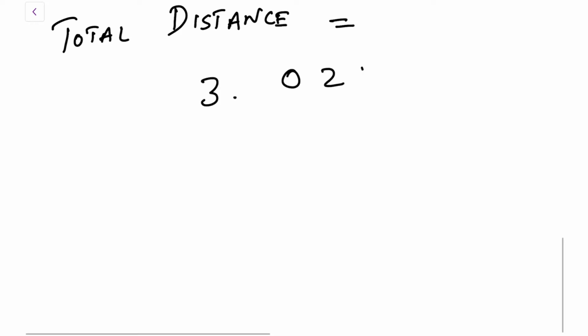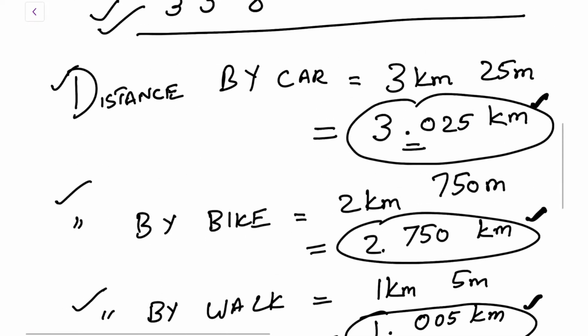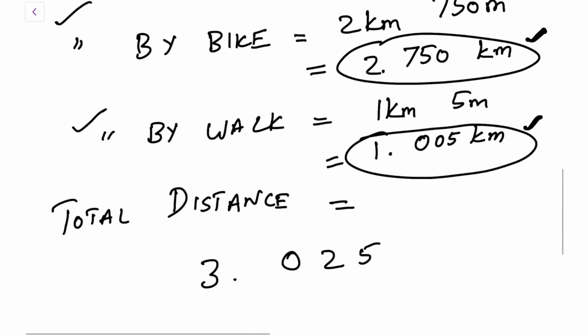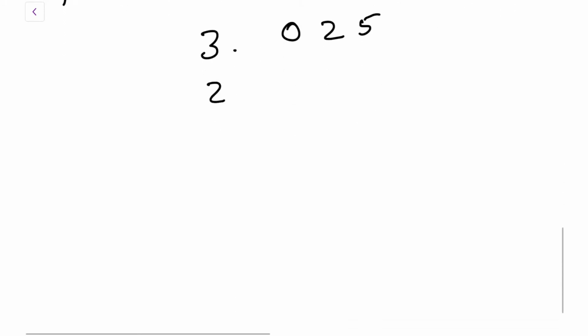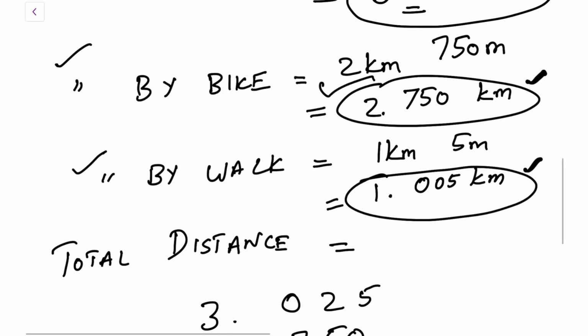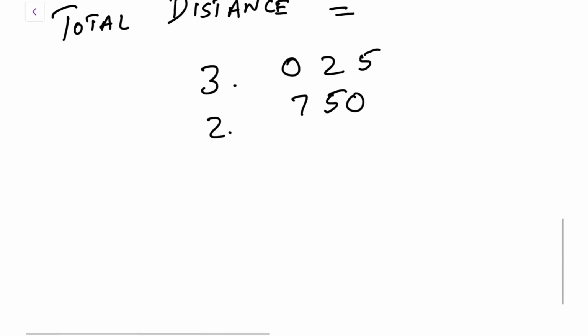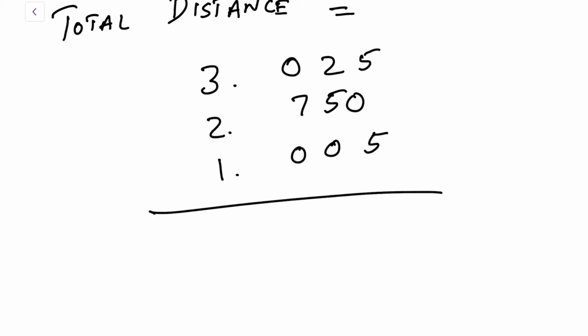Total distance is nothing but 3.025, that is from here, and then we have 2.750, that's by bike, and then we need to look by walk, that is 1.005. Just go ahead and do the addition from the extreme right.